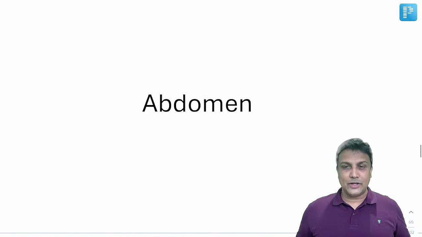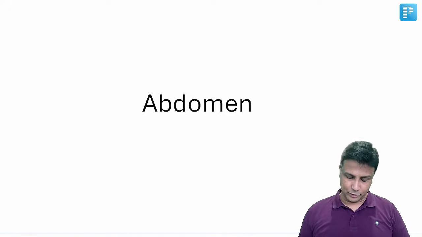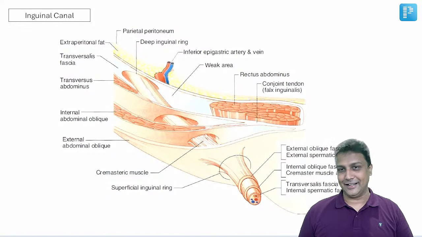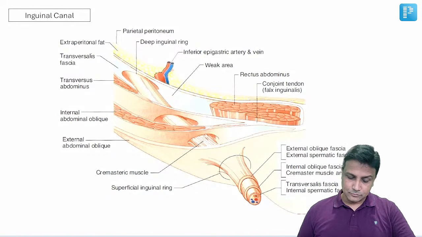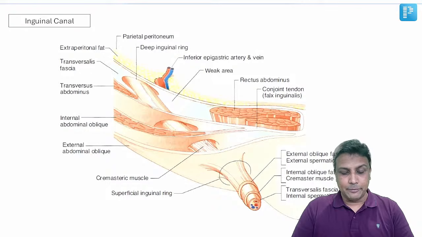Now, once you are done with this one, these are all the high-yield topics to be learned or revised in the thorax. And now, my dear friends, welcome to the next topic, that is abdomen topic. In the abdomen topic, of course, we need to learn about the inguinal canal. Very much important one.